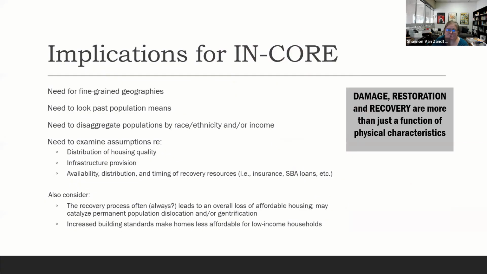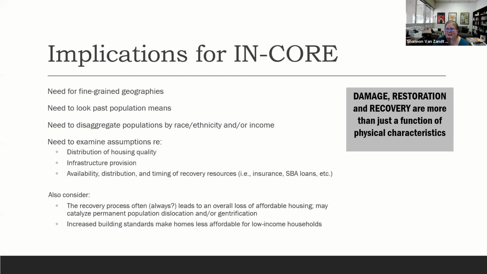I did take a moment, because I know John would want me to think about what this means for NCORE. And so what I want, and I think I've made this point to the engineers in our NCORE group, is that these processes that we're looking at in terms of what causes damage and how restoration and recovery can be accomplished, it's more than just a function of physical characteristics.